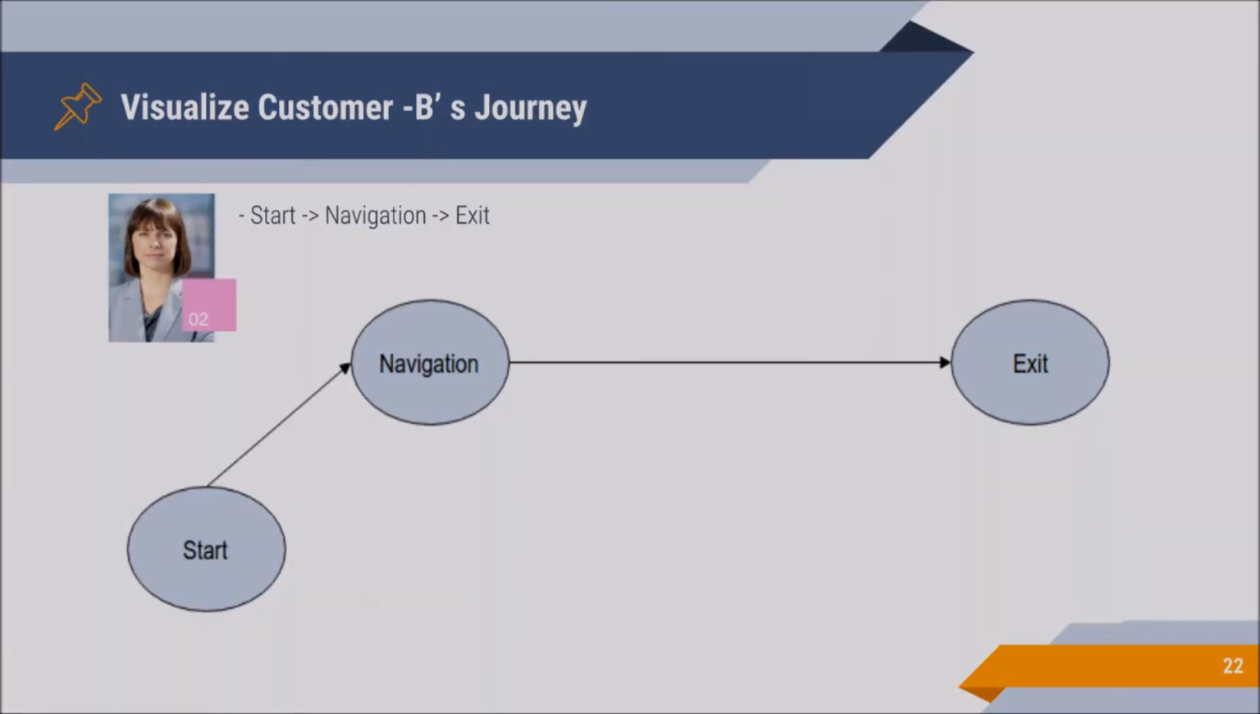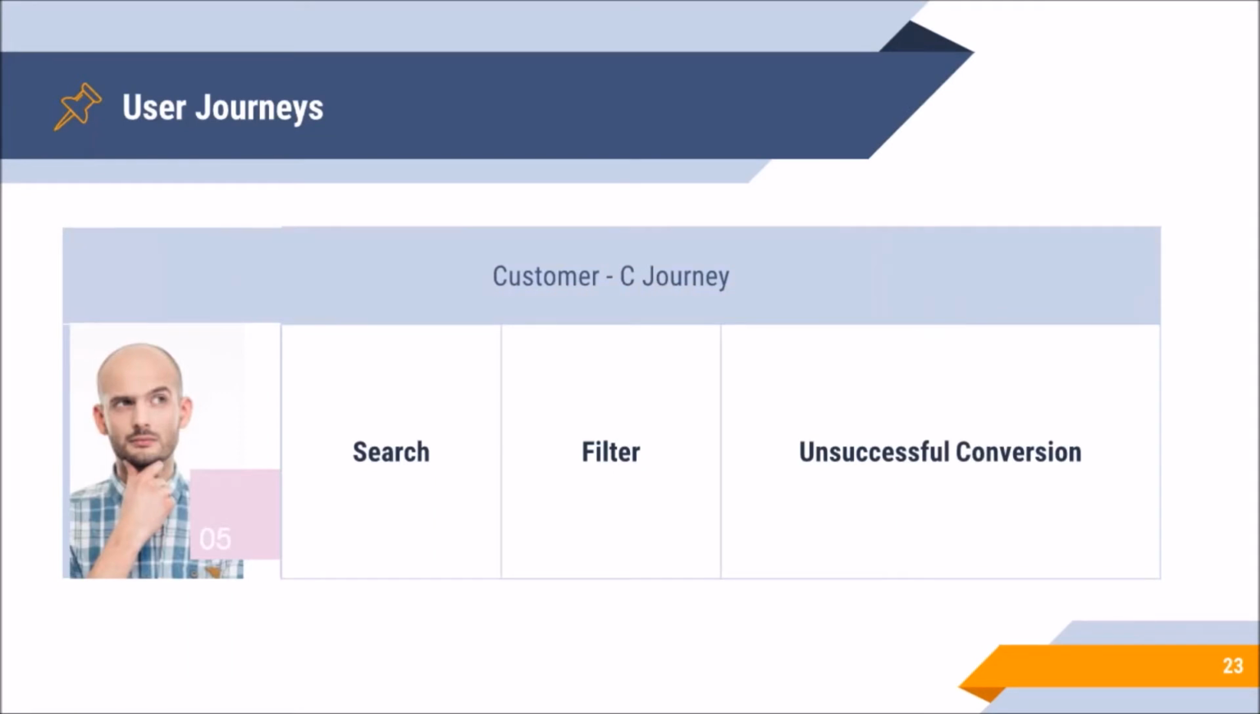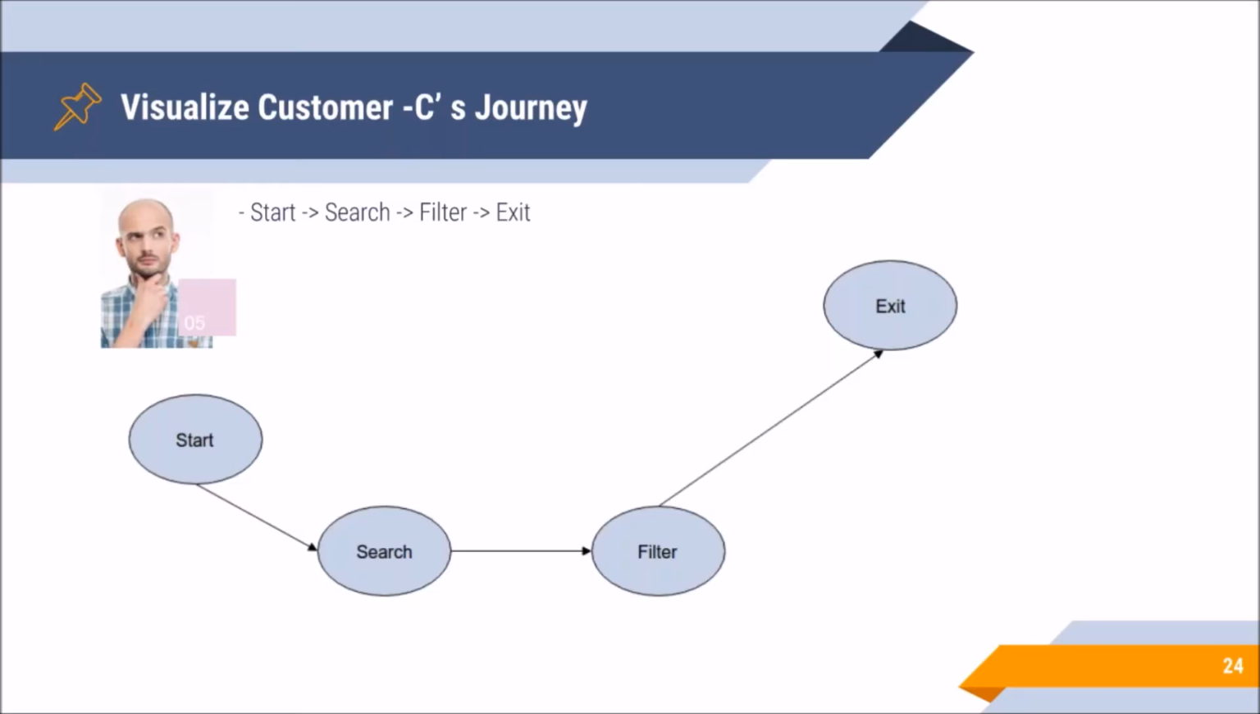Now there's another customer, Joey. He's quite different than Jack and Mia. Instead of starting from navigation, he starts from search. First he does some searching, then he applies some filter, and then he leaves. So let's visualize his journey. He starts, then he goes for search, then he applies some filter, and then he leaves. So in total now we have 3 customers and their respective journeys, and we have 3 visualizations for each of these journeys.